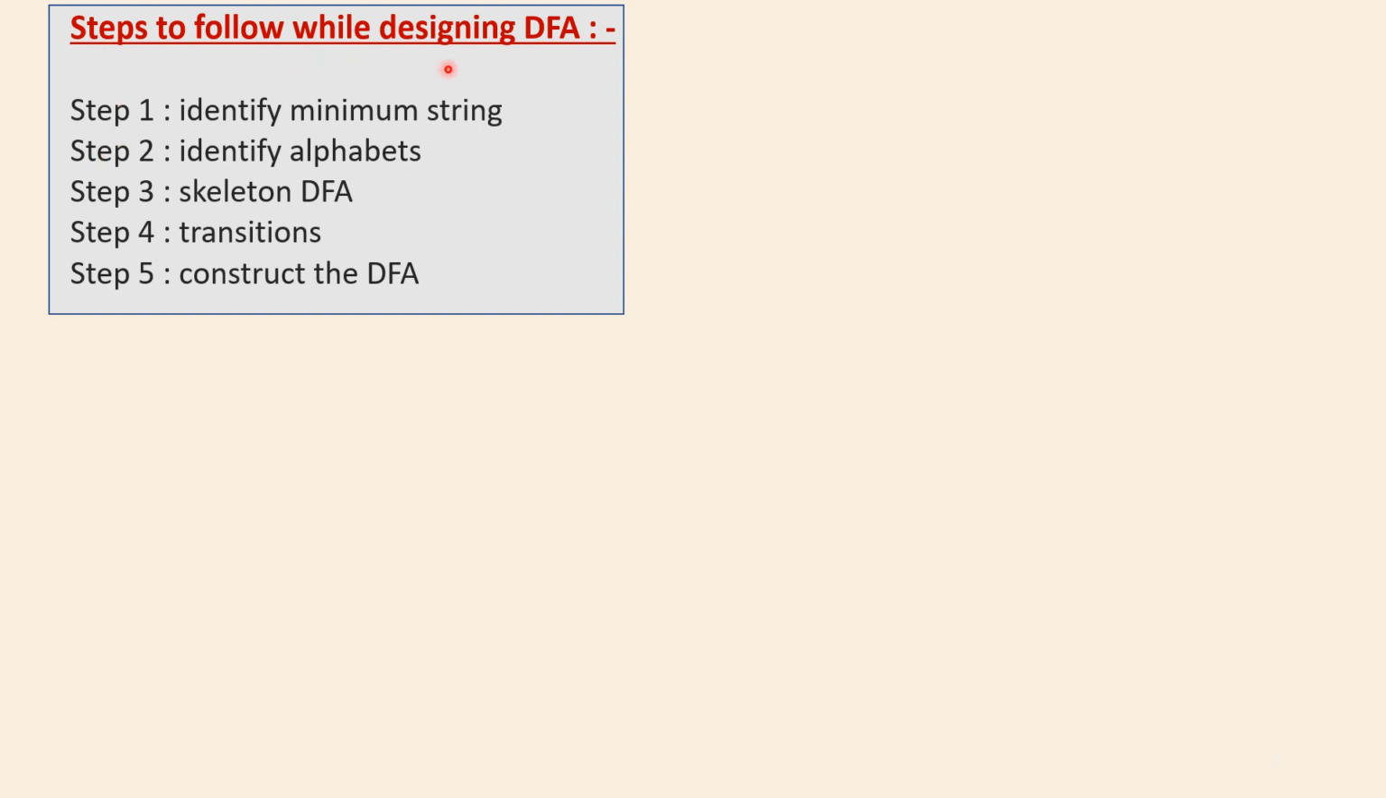The basic steps to follow while designing a DFA. The first step is to identify the minimum string, and the second step is to identify the alphabets, which means the input symbols. What are the input symbols used in that DFA? Then the third step is to design a skeleton DFA for the minimum string. Whatever the minimum string is, for that we have to first design a skeleton DFA. Step 4 is to find out all the transitions that can happen in the DFA, and step 5 is to completely construct the DFA.